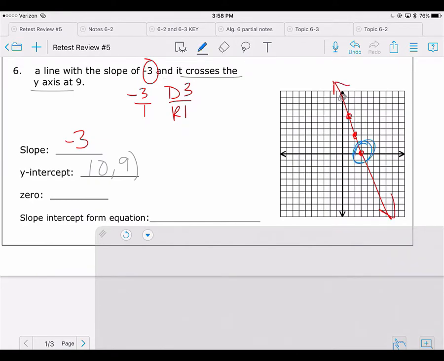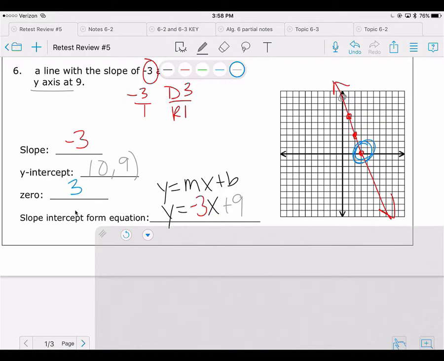My zero is where it crosses the x-axis, and it crosses at 3. When I write my equation in slope-intercept form, my m is negative 3. My b is 9. Notice that I do not have the blue 3 anywhere in my equation. The zero is something that you find and need to be able to identify, but we do not write it in our equation.